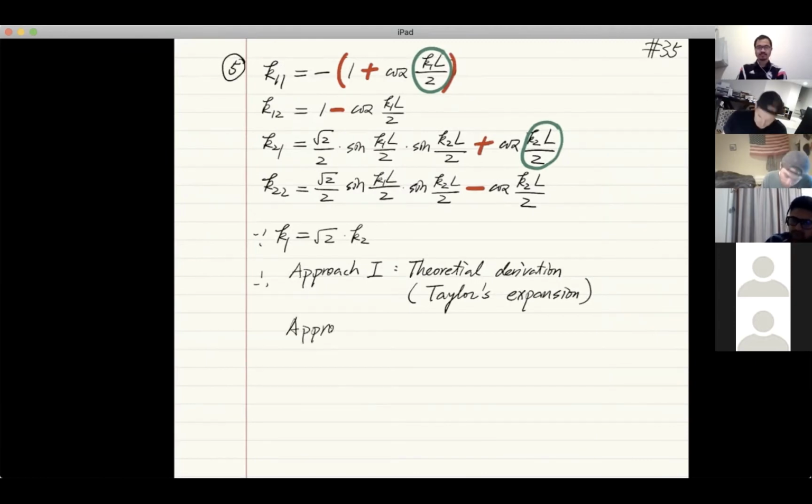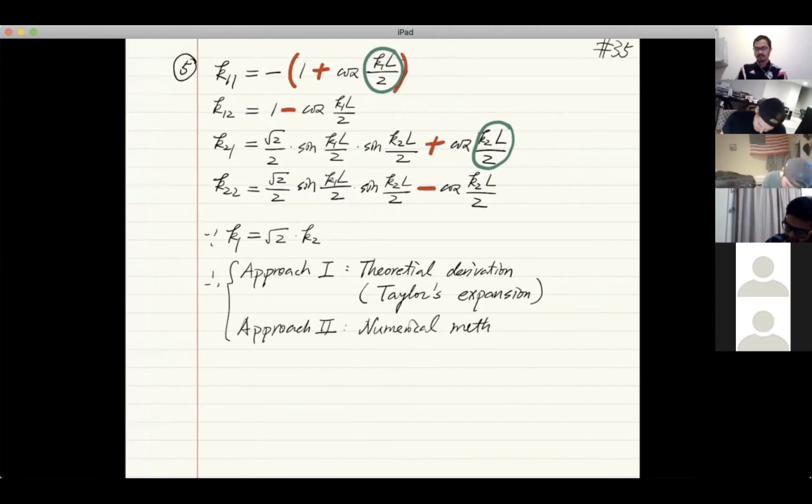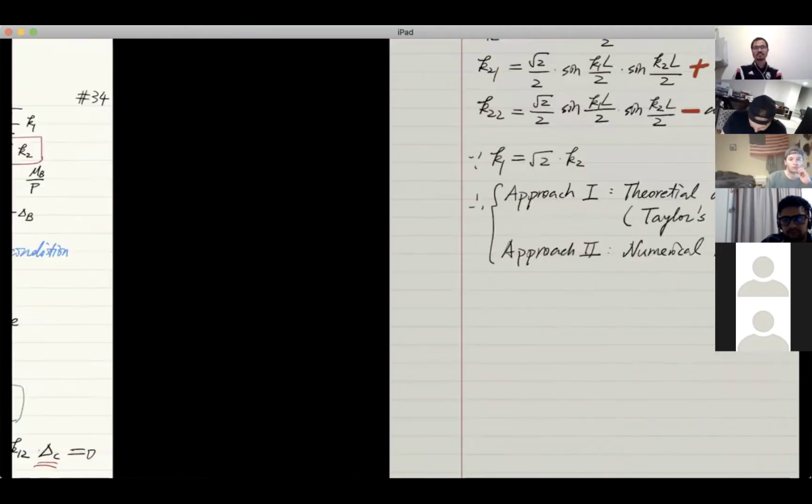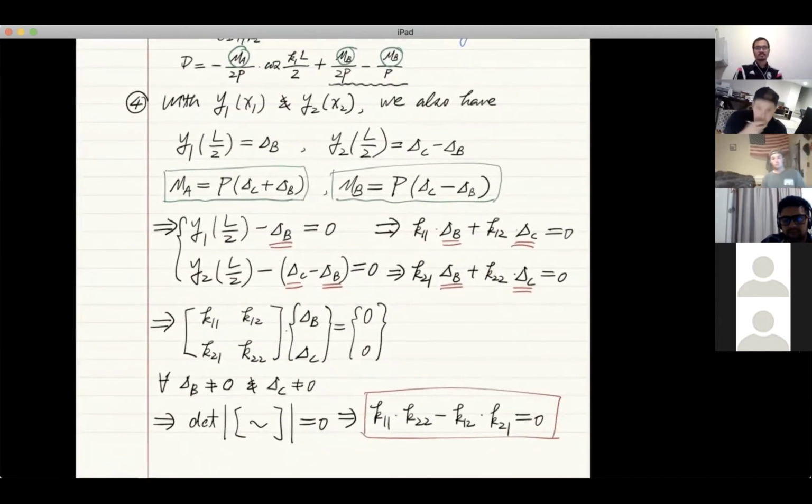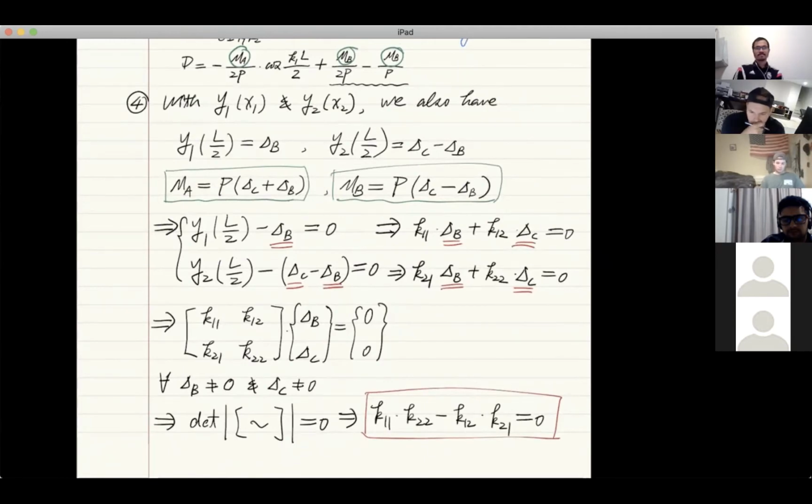Approach 2 is we can use a numerical method. What is a numerical method? Despite the name sounding very knowledgeable, let's not get pedantic here. It's simply plugging in different trial values of K1. You see which one will actually meet your condition. What's the condition? This is the condition.